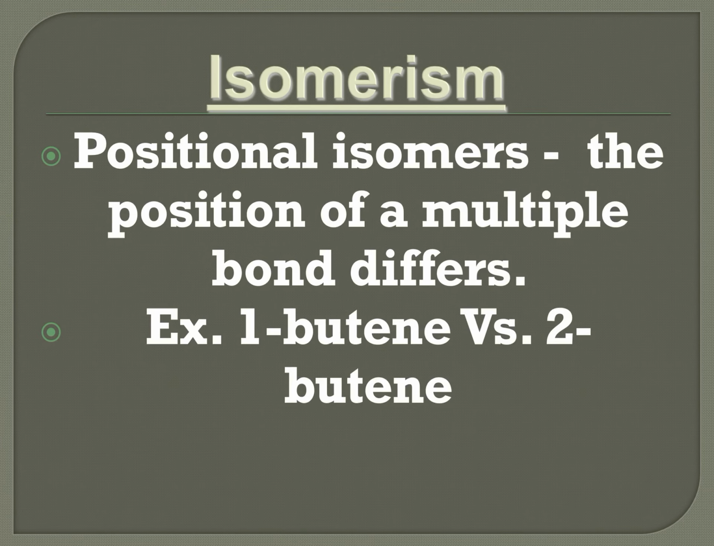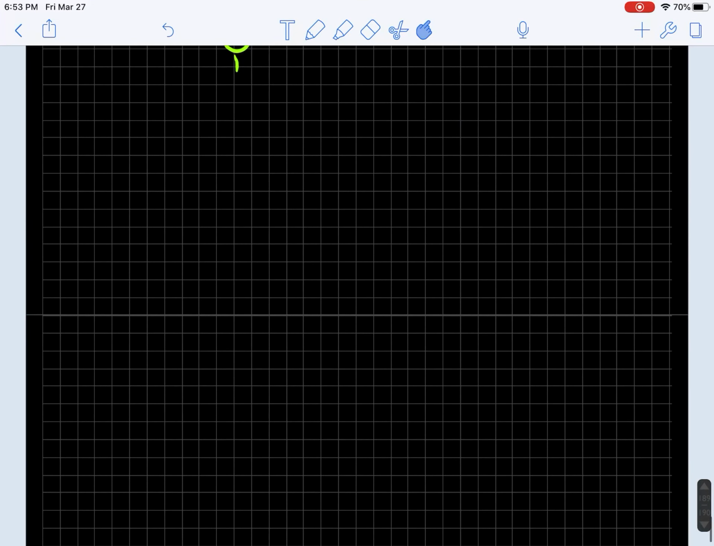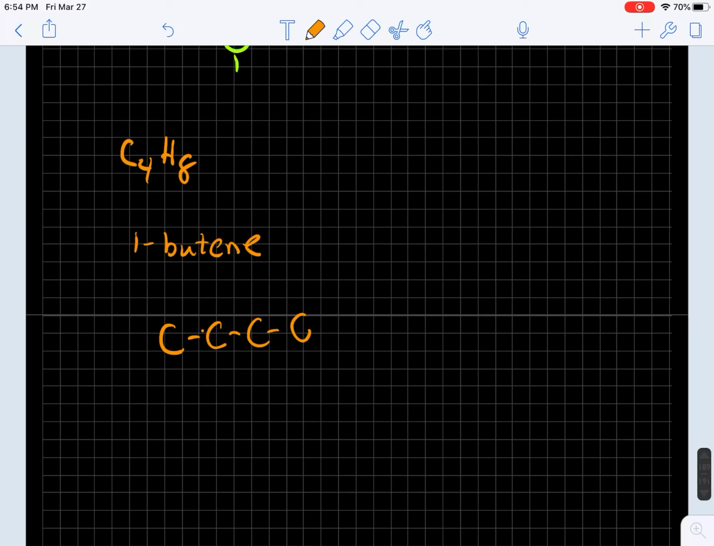All right, second type, positional isomers. There's several types of positional isomers, but I want to focus on just one type. It's the position of a double or triple bond. So 1-butene versus 2-butene. Both of these have the formula C4H8, and 1-butene means that we have 4 carbons. That's what the but stands for. And we have a double bond starting at carbon number 1 and going to carbon number 2. And then we have our 2, 3, 4, 5, 6, 7, 8 hydrogens around it.